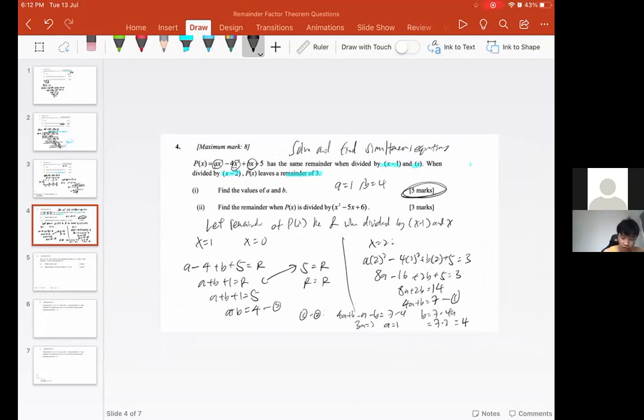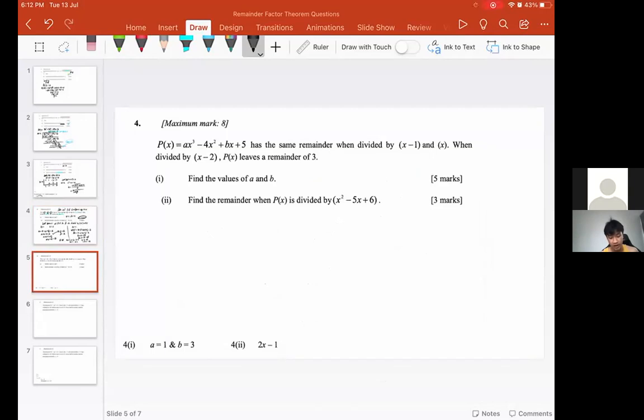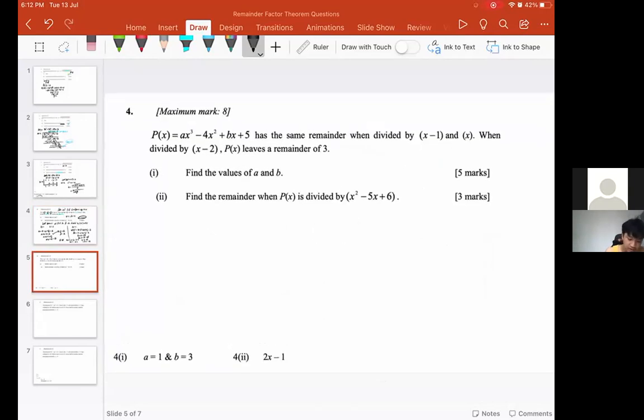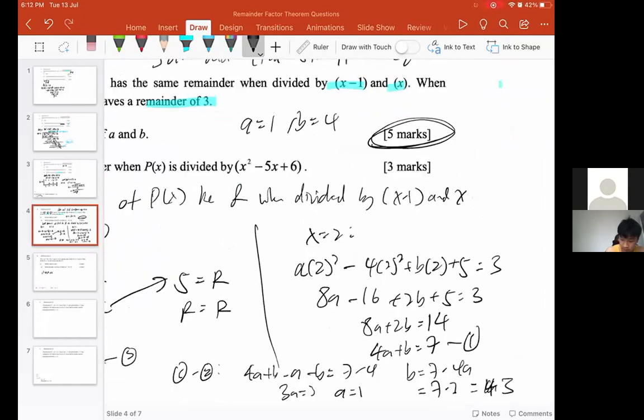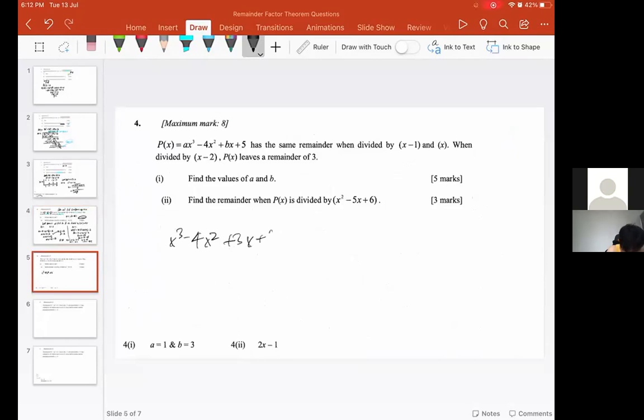So now moving on to question 4, part 2, which actually involves us using long division. So what does that mean? We can substitute the values of a and b, which we have found. In this case, we have x cubed minus 4x squared plus 4x plus 3. Oh, my bad. It's not 4, it's actually 3. So b equals 3. Plus 3x plus 5. And we want to divide the whole thing by x squared minus 5x plus 6.